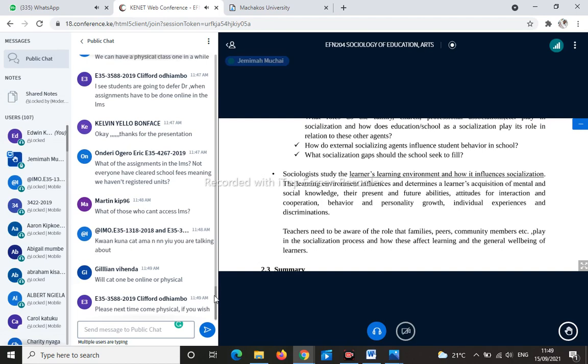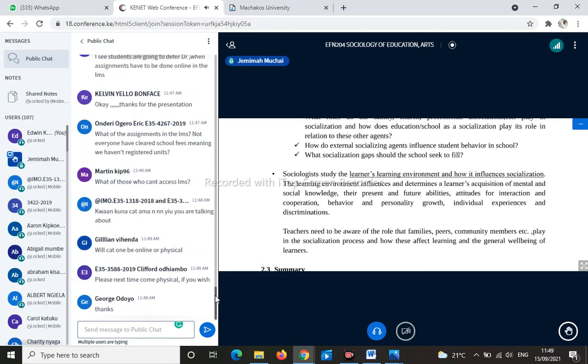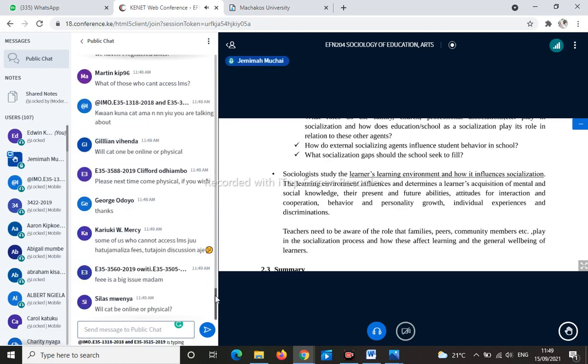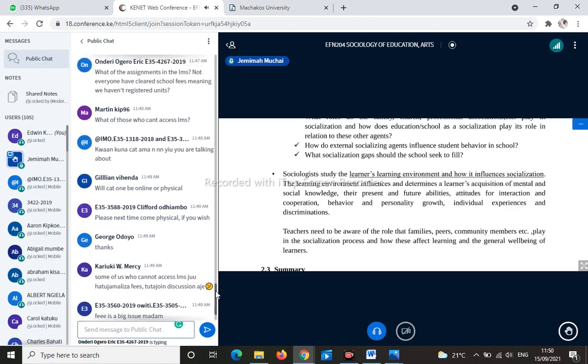Otherwise, you should be having notes. I've said it will be a physical cut, not an online cut. Physical cut, God willing. We'll be having sometimes physical, but not always. Some.